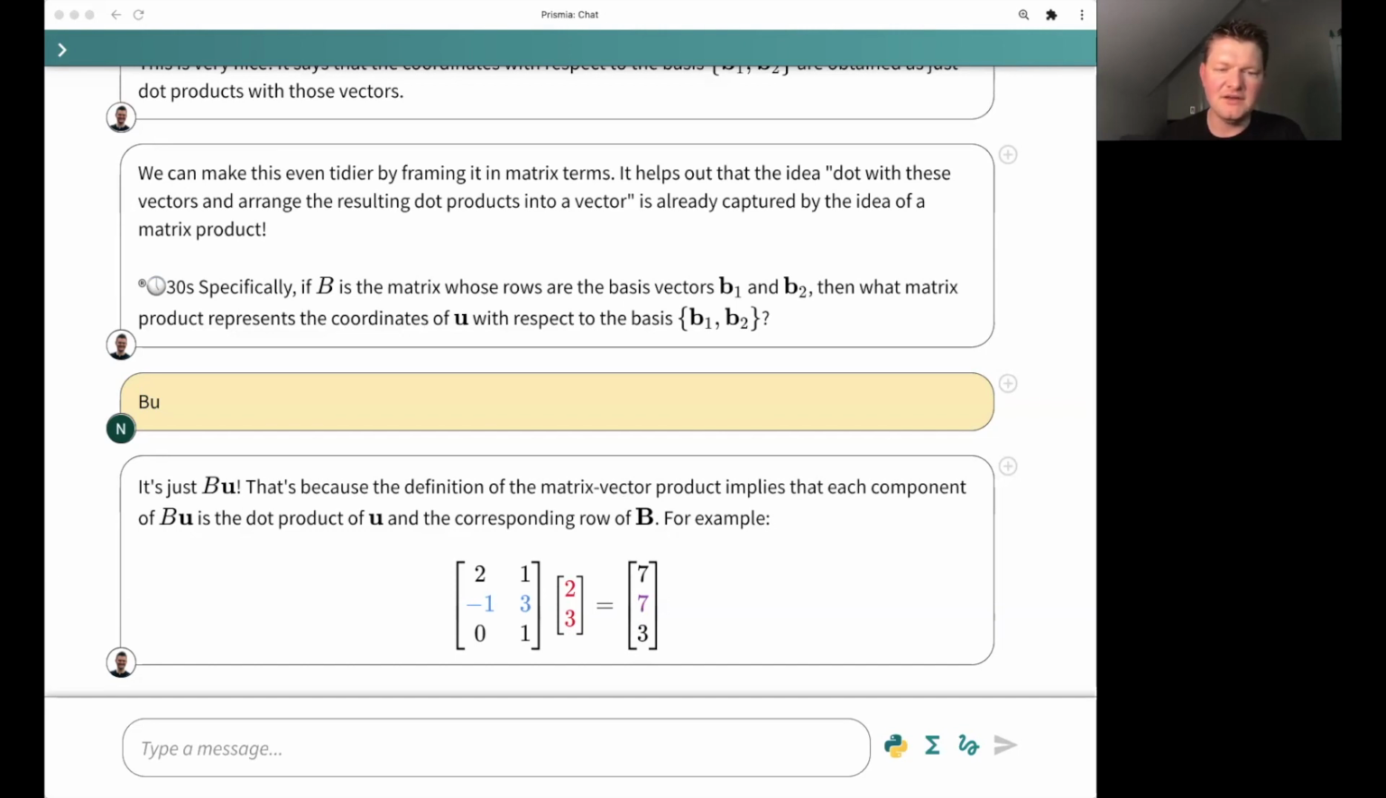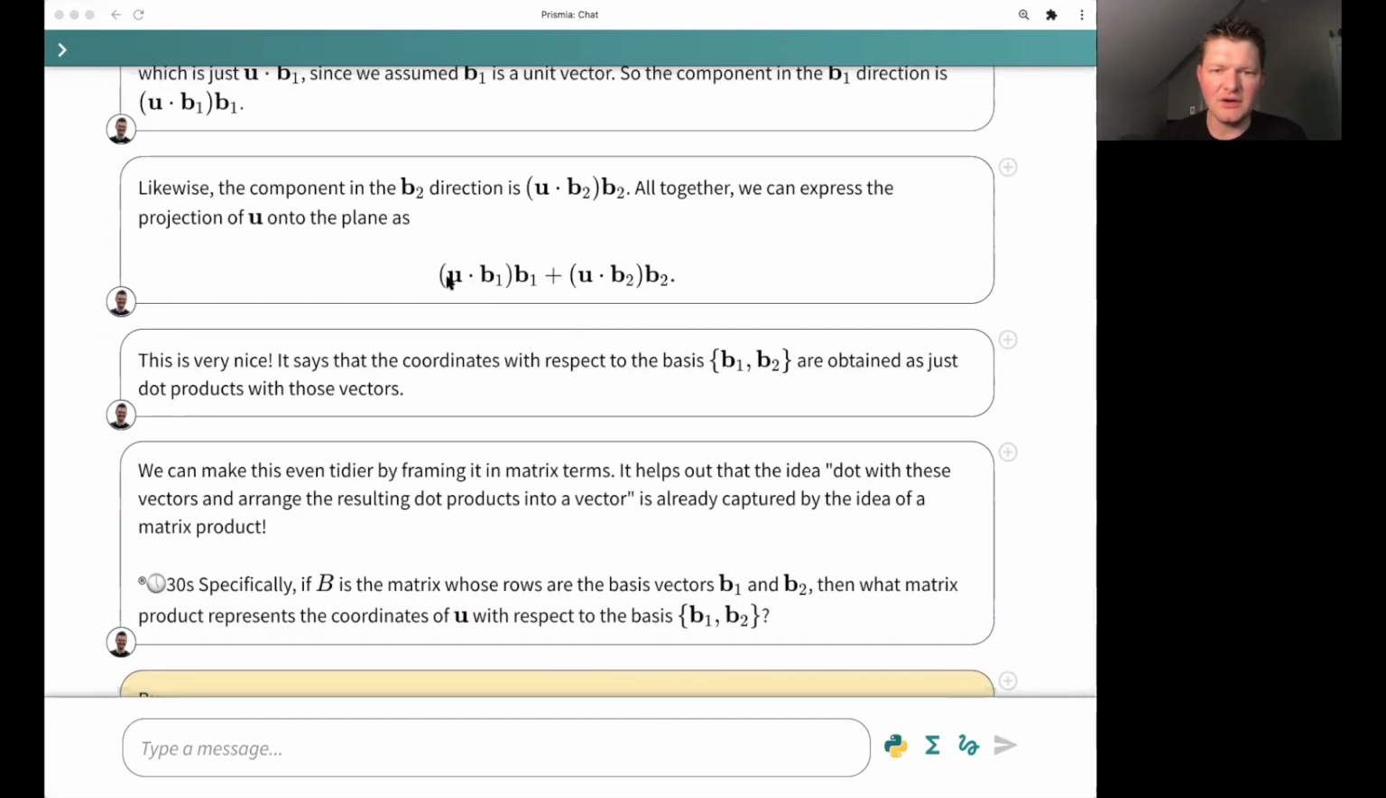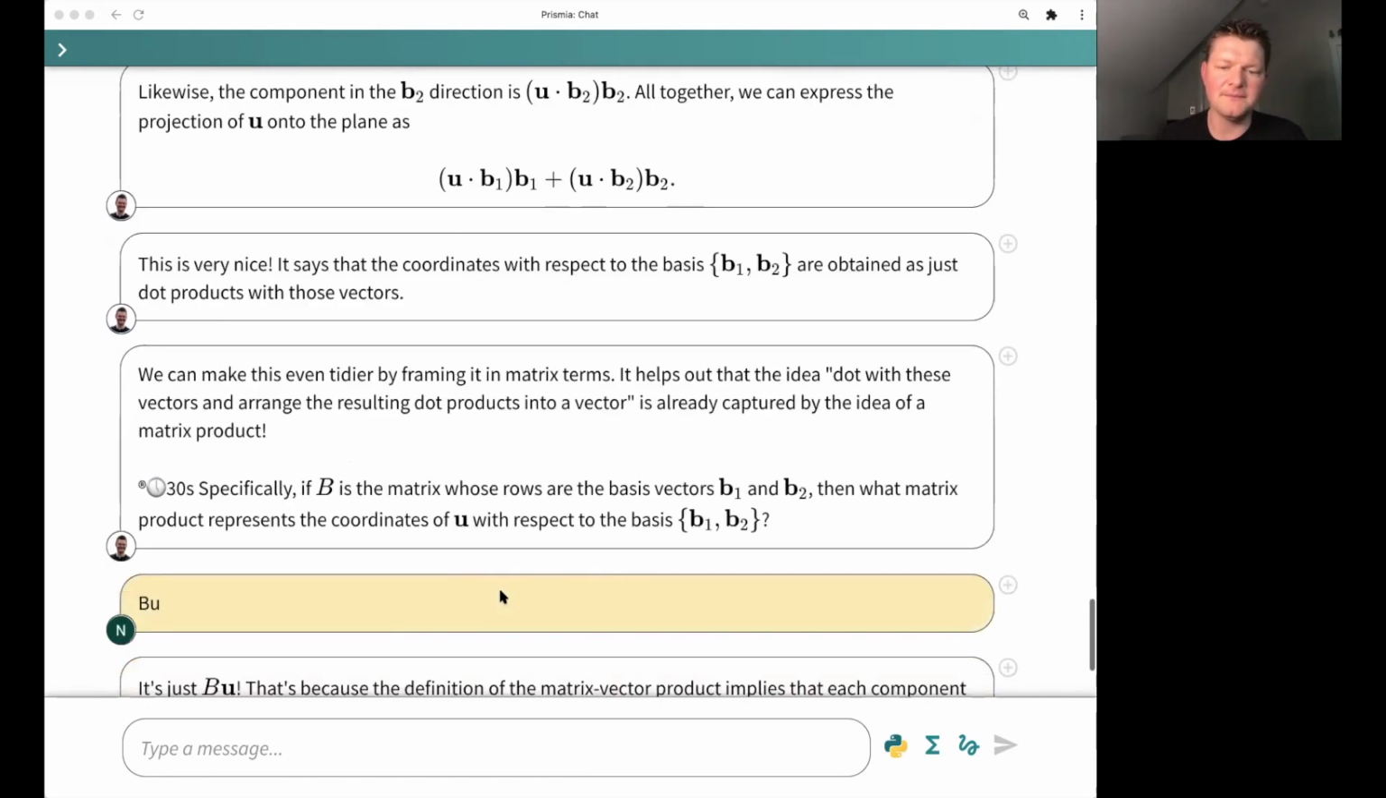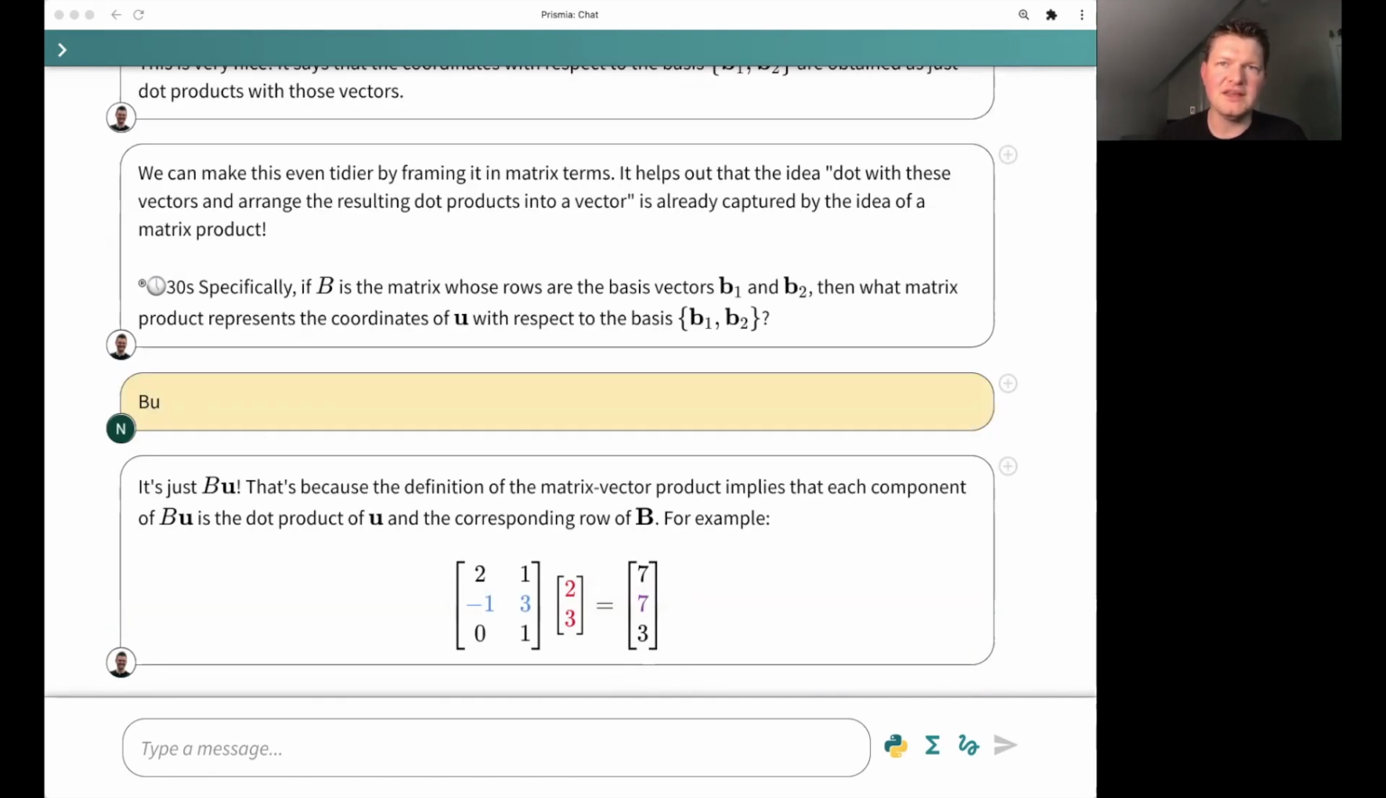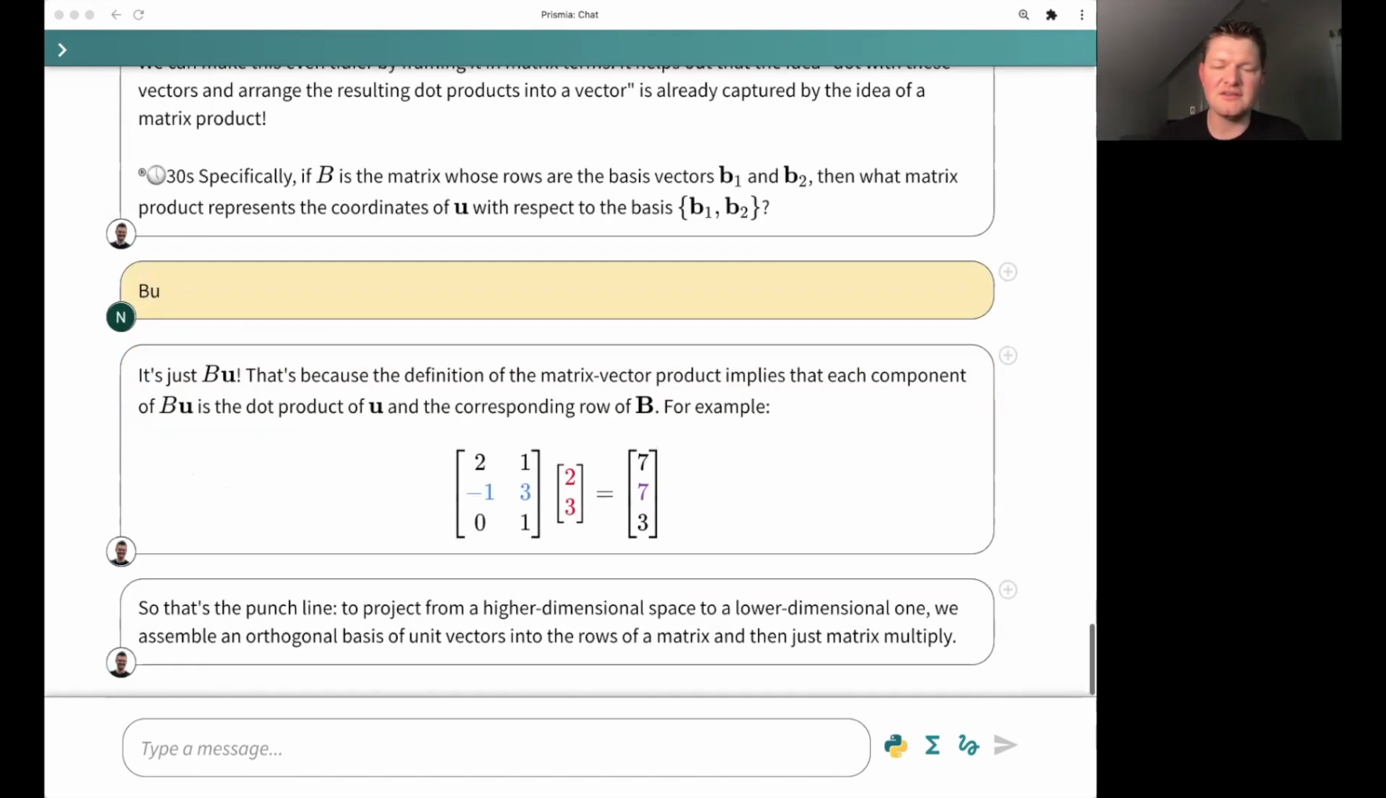So that means that if we look at the matrix whose rows are the basis vectors, and we multiply that by a vector, that's just a tidy way of collecting all the dot products of the basis vectors with the vector u. And those are exactly the values we want. All the dot products are the coefficients that we get. So that's super tidy, we're not going to get any better than that. To project from a higher dimensional space to a lower dimensional one, if we have an orthogonal basis of unit vectors for the lower dimensional space, all we have to do is assemble them into the rows of a matrix, and then the matrix product is our projection operator.